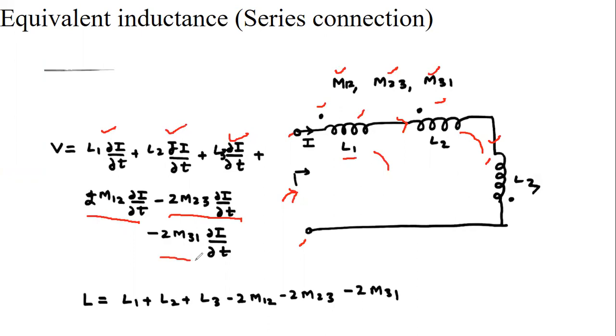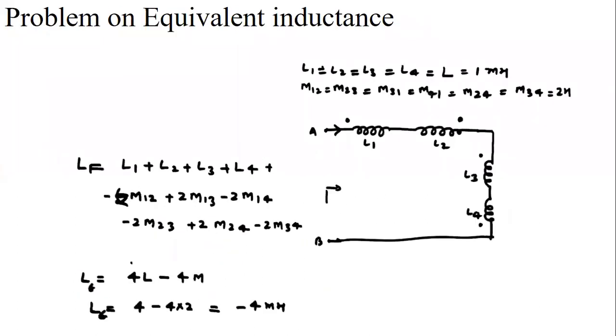The same is the case with coils 1 and 3: in coil 1 current is entering from the dotted terminal, while in coil 3 it is leaving the dotted terminal. So the term is minus 2M31 del I by del T. So the equivalent inductance of the coil is L1 plus L2 plus L3, plus 2M12, minus 2M23, and minus 2M31. Okay, clear?